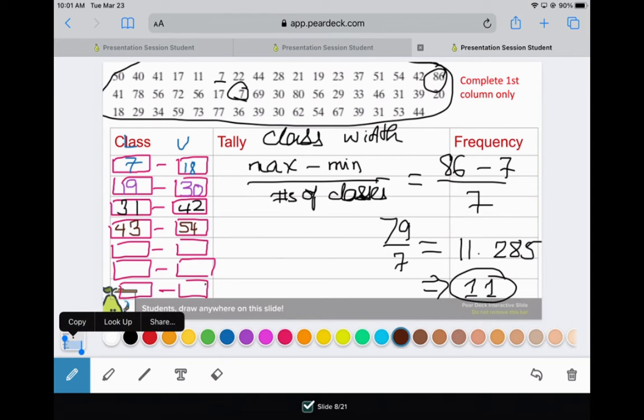So I start at 54, one more, which is 55, plus 11 gives me 66. So 67 plus 11 gives me 78, 79 plus 11, 90. Okay. All right, I'm going to pause.